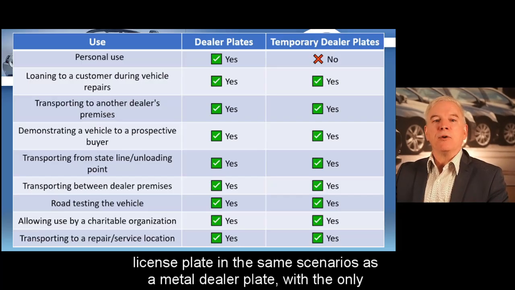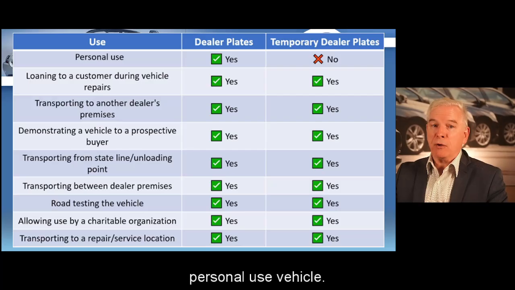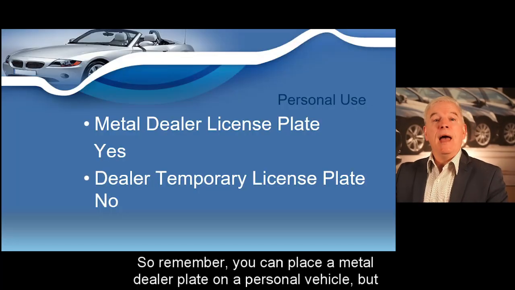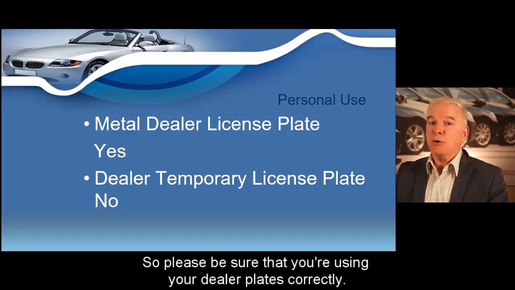So here you can see on this graph, you are allowed to use a dealer temporary license plate in the same scenarios as a metal dealer plate, with the only exception being that you may not place a dealer temporary license plate on a personal use vehicle. So remember, you can place a metal dealer plate on a personal vehicle, but you may not place a dealer temporary plate on a personal vehicle. So please be sure that you're using your dealer plates correctly.